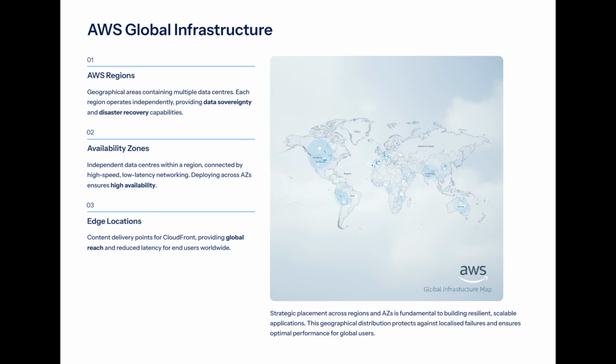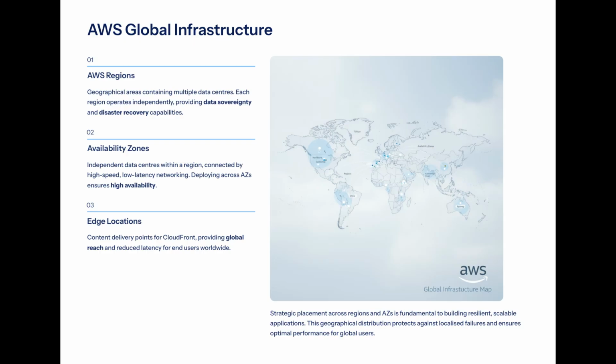Here is another interview favorite. Can you explain AWS regions, availability zones, and edge locations? How do they contribute to building a highly available and resilient architecture? The short answer is this.